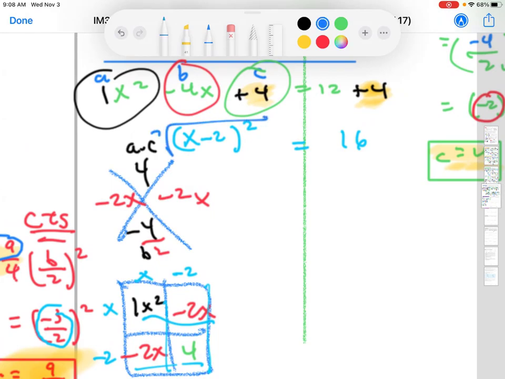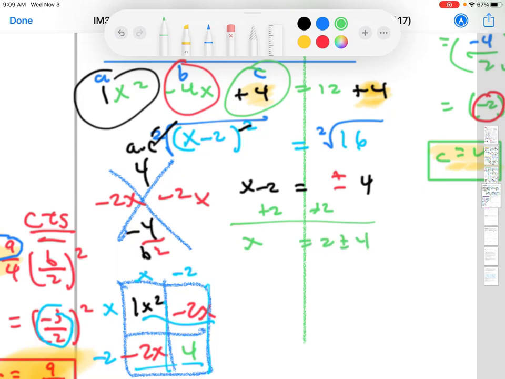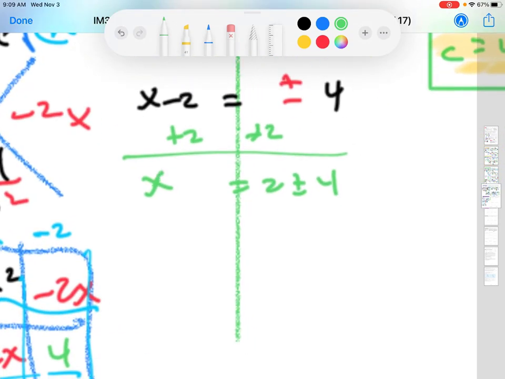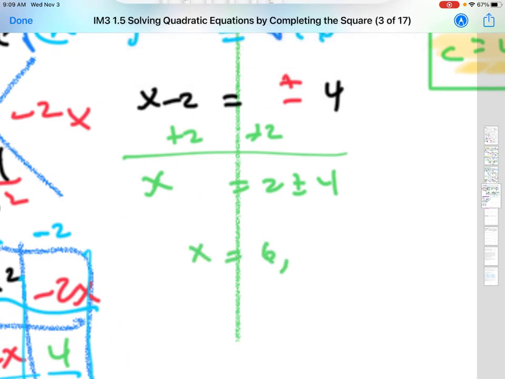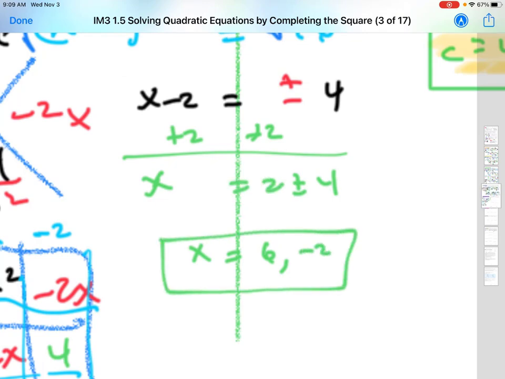It's isolated now, so I can take the square root. Gone, gone, gone. X minus 2 equals square root of 16, which is 4. Don't forget your plus or minus. And then you're going to add 2 here. So that would be 2 plus 4, which is 6, and 2 minus 4 is negative 2. And this is our answer. If you get confused, you can always put another box or double box it.